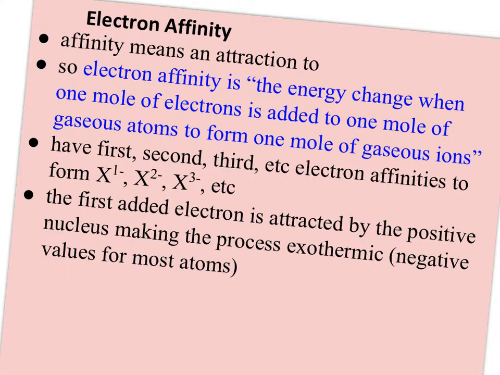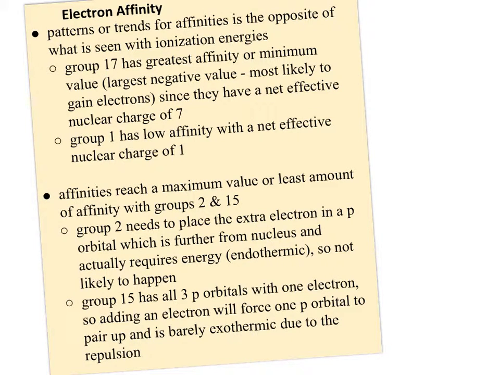And just like ionization energies, you can have a first, second, and third electron affinity. And this is usually an exothermic process where ionization energy is an endothermic process. So the first added electron is going to be attracted by the positive nucleus. So again, that's going to make it exothermic. It's going to release energy as that nucleus pulls in that new electron, that extra electron.